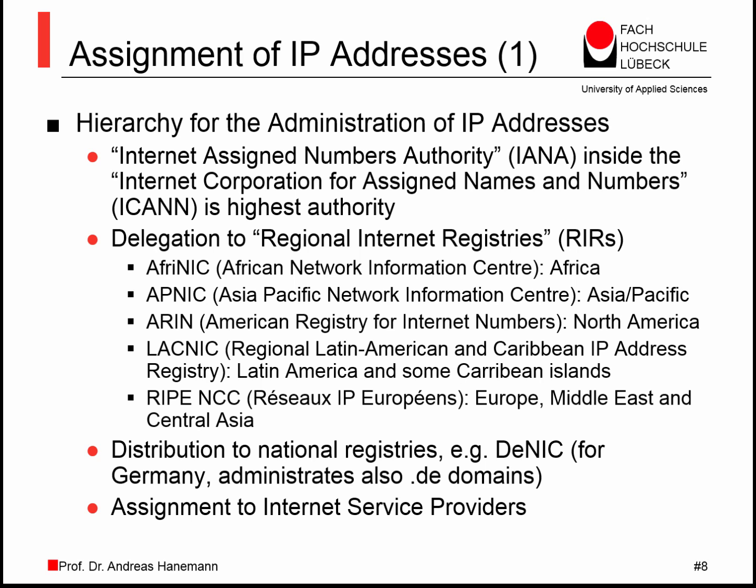For the global administration of IP addresses, there is a hierarchical structure. On the top, there is the ICANN, which carries out the IANA function. The global address space is distributed to regional internet registries, which are responsible for different parts of the world. The regional internet registries provide address spaces to national internet registries, and these supply address spaces to internet service providers.